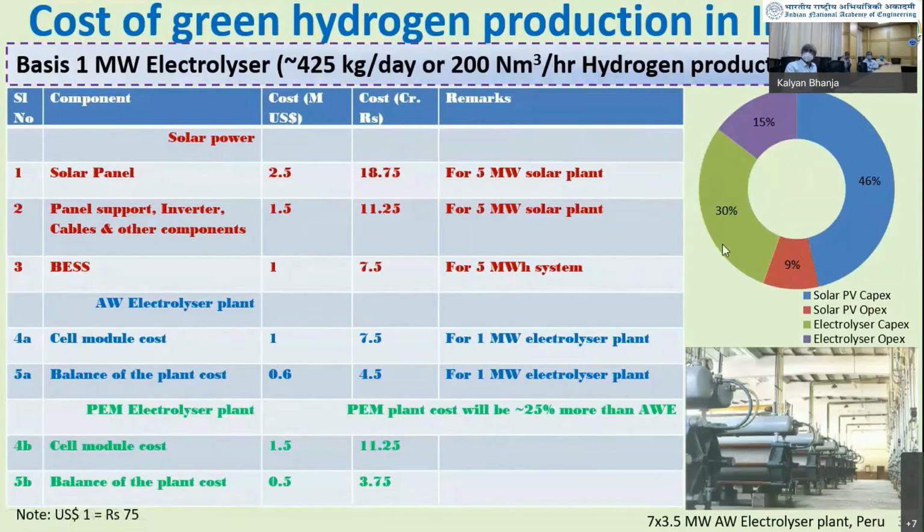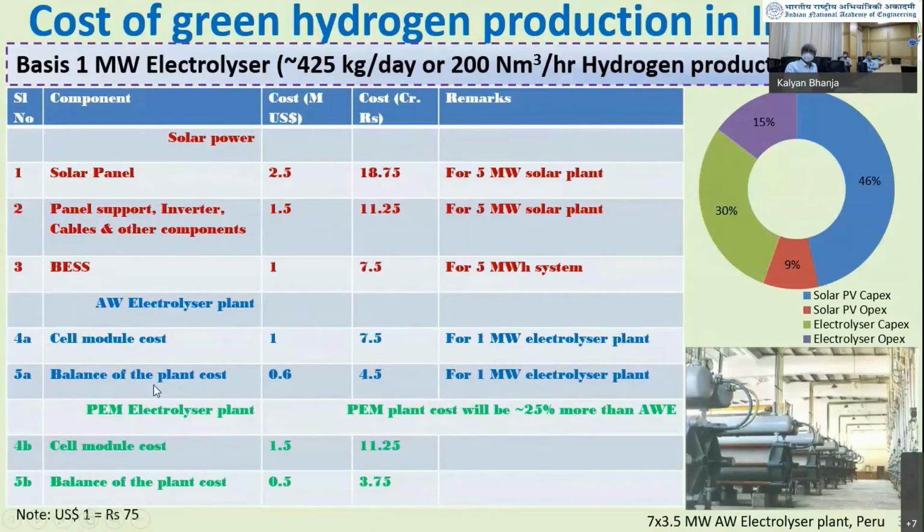So overall, 55% of the cost will be the cost of energy production, and around 45% will be the electrolyzer generation plant. Out of that, there is of course the total OPEX and CAPEX both. And if we go for a PEM type of electrolyzer, the cost will be around 25% more compared to an alkaline water electrolyzer, as per today's conditions.